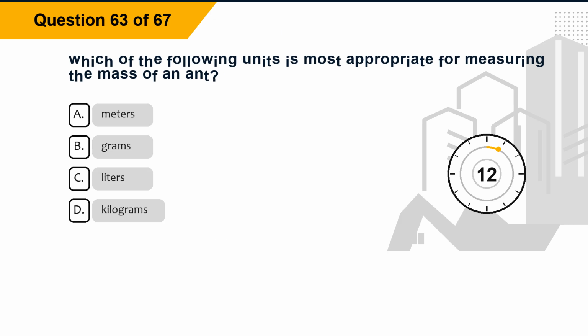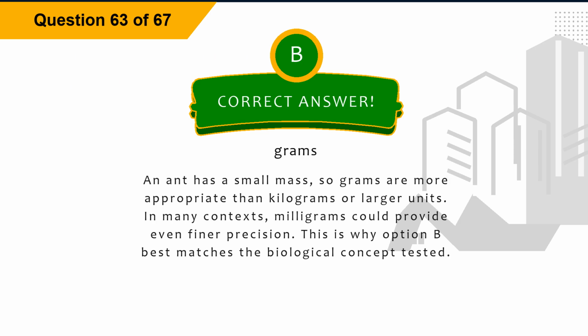Question 63. Which of the following units is most appropriate for measuring the mass of an ant? Option A, meters. Option B, grams. Option C, liters. Option D, kilograms. The correct answer is option B, grams. Explanation. An ant has a small mass, so grams are more appropriate than kilograms or larger units. In many contexts, milligrams could provide even finer precision. This is why option B best matches the biological concept tested.